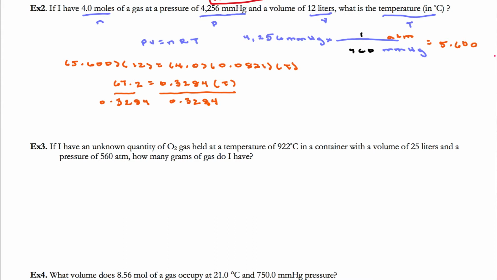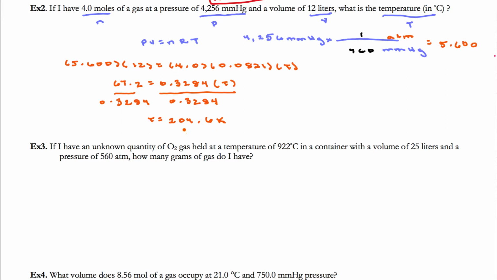Okay, so I'm going to take 67.2 and divide by 0.3284. And what I get for my temperature is 204.6. Now keep in mind, you might be tempted to just box this off and be done, but remember the temperature in your ideal gas law is in Kelvin. But notice the question is asking for it in degrees Celsius.